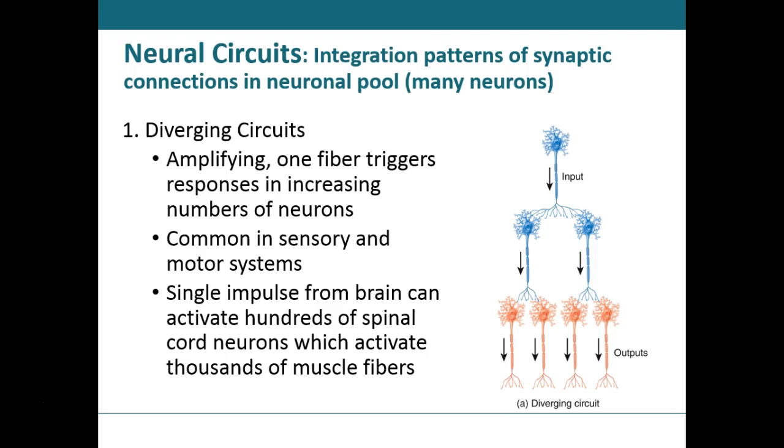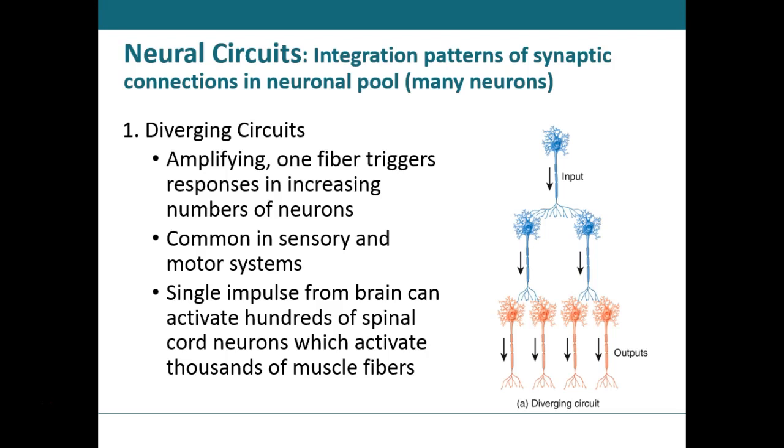However, most neuronal circuits are a little bit more complex. So when we're looking at neurons working together, one of the first types we'll consider will be diverging circuits. So this is an amplifying circuit where one nerve triggers a response in an increasing number of neurons. So here you can see the first neuron is going to cause an action potential that stimulates 2 neurons, and then from there 4 neurons. So the circuit diverges or creates more and more pathways.